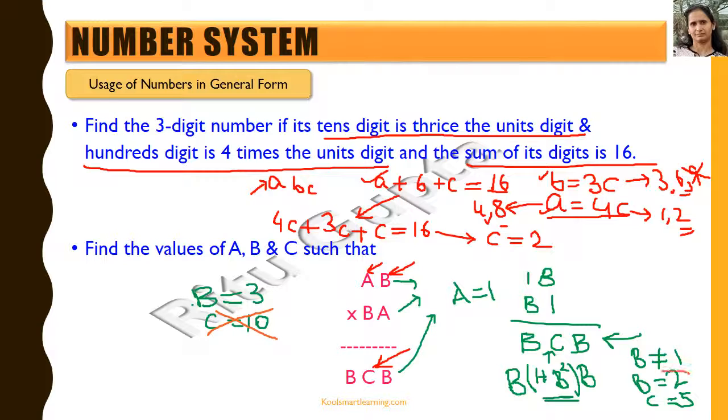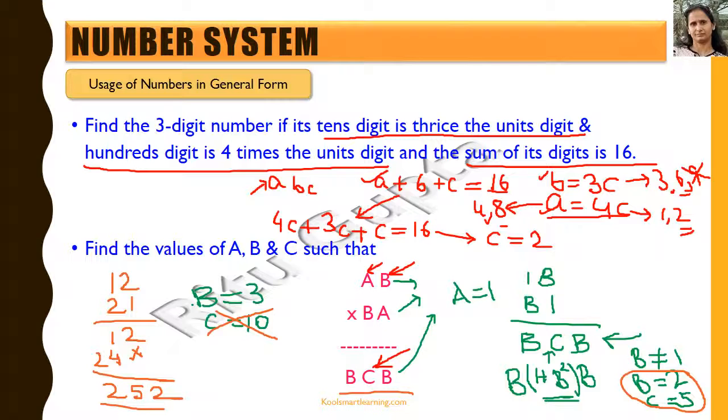So the only option that we are left with is B is equal to 2 and C is equal to 5. So we get A equal to 1, B equal to 2, C equal to 5, and if we want to try, we have 12 multiplied by 21. Doing a simple product, we get the answer 252, which is meeting the criteria of BCB.